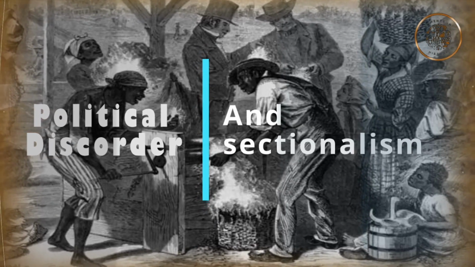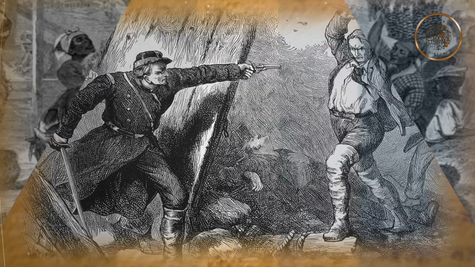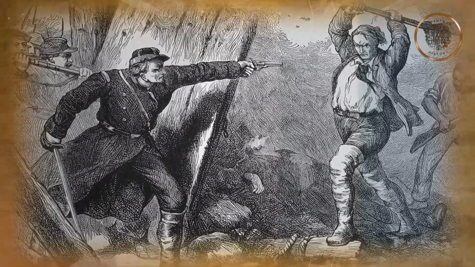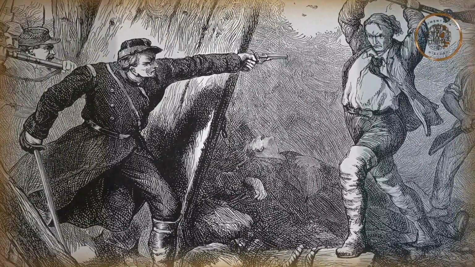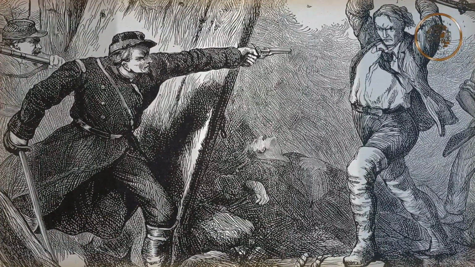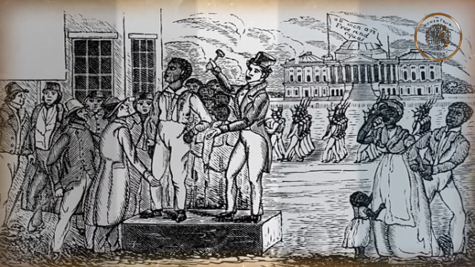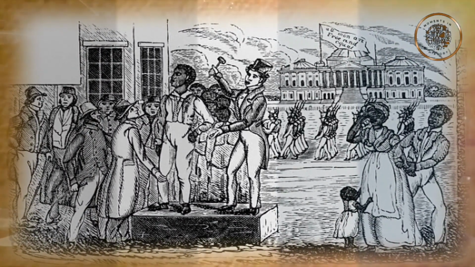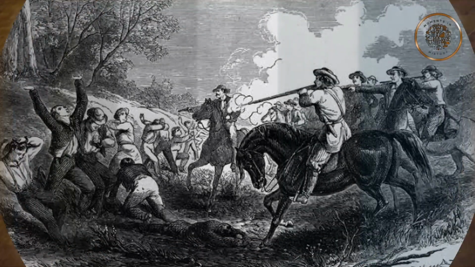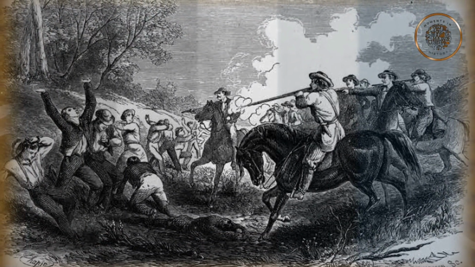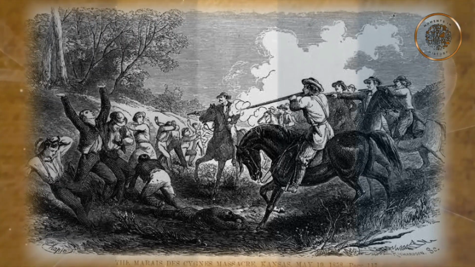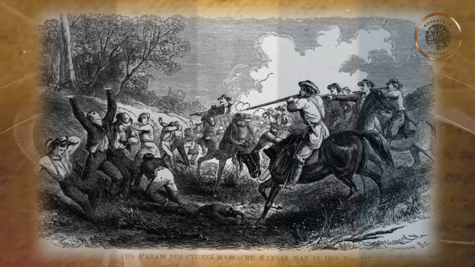Political discord and sectionalism. Amidst the mounting tensions that led to the American Civil War, political discord and sectionalism played a pivotal role in widening the divide between the North and the South. As the nation expanded westward, the question of whether new territories would allow or prohibit slavery intensified. Both sides saw the potential influence of these new states on the balance of power in Congress.